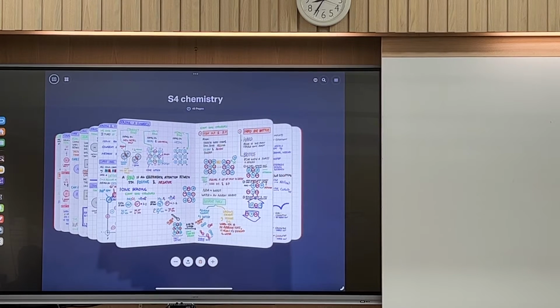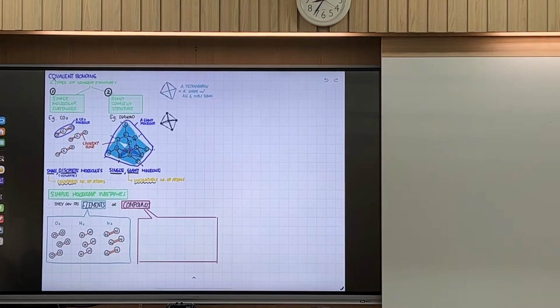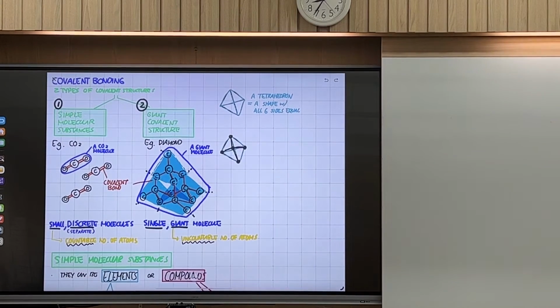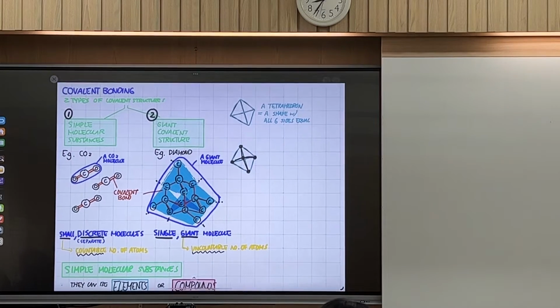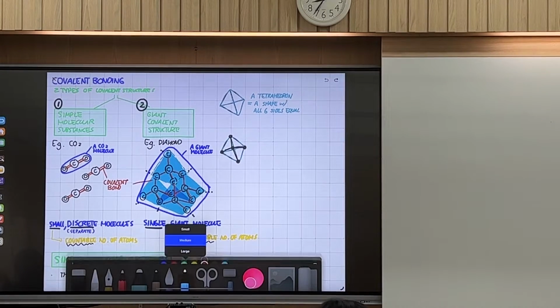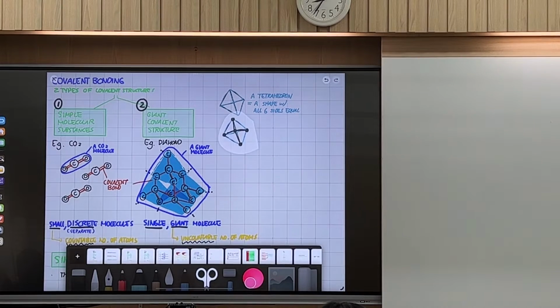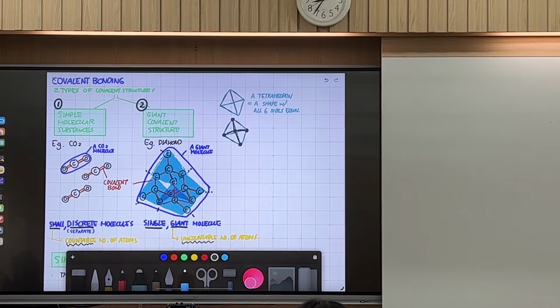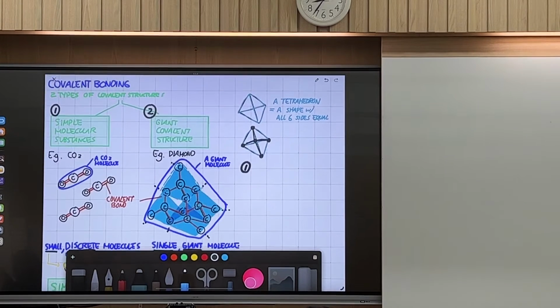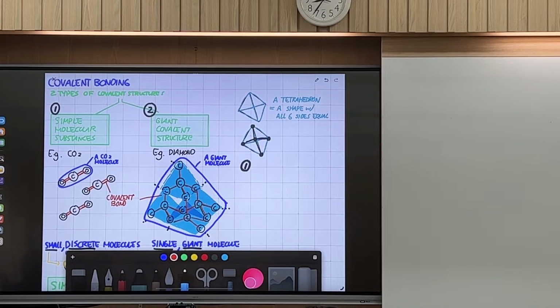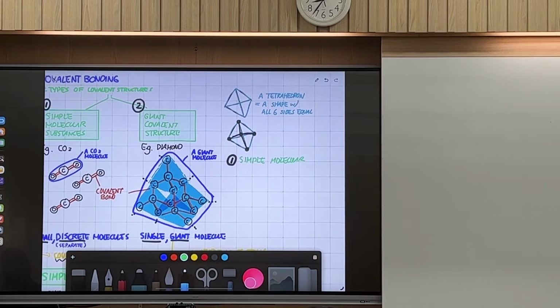Right, so let's start. Last time we looked at what covalent bond structures can be. There are two subtypes. One is simple molecular substance. The other is giant covalent structure. What's the difference between these two types of structures? You may write it down on the side. With structure type number 1, simple molecular substances, what do you see in the structure?